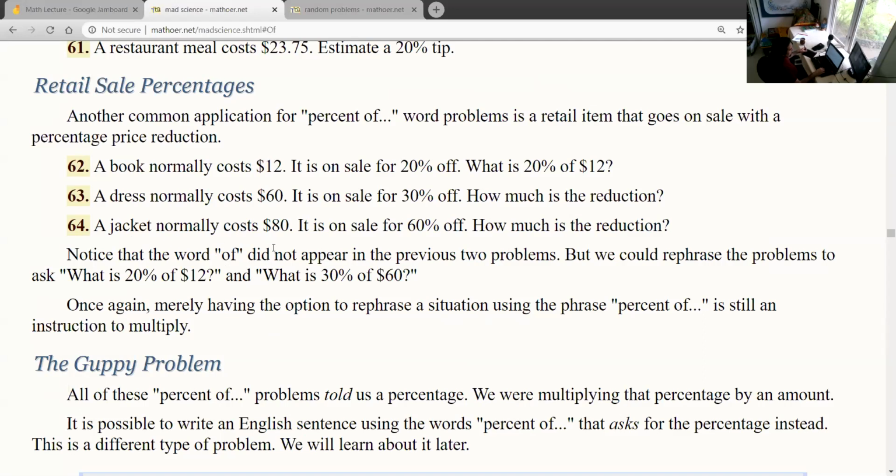A jacket normally costs $80. It's on sale for 60% off. How much is the reduction? We're saying, what is 60% of 80? There's no "of" in the sentence, but that's okay. We could still do 0.6 times 80.